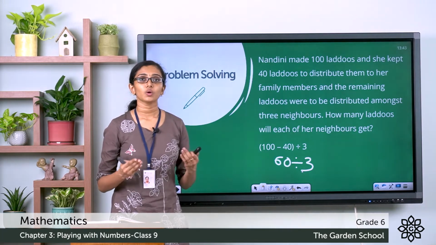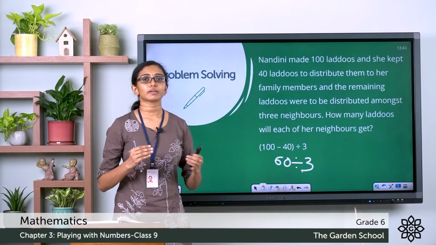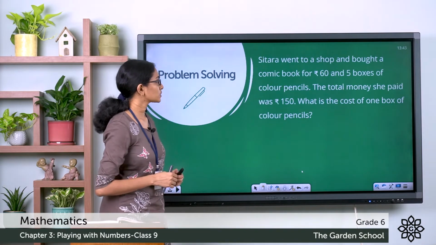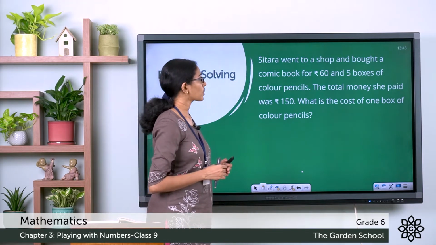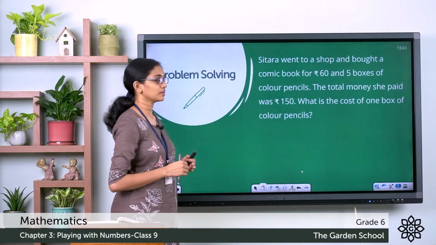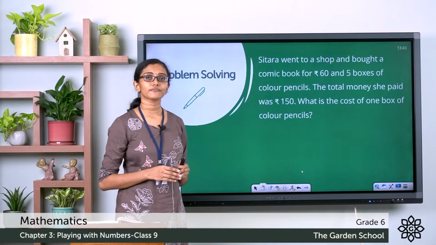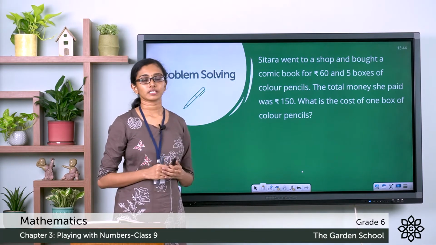So this is how we can make use of brackets to solve mathematical statements easily. Now there is another example. Sitara went to a shop and bought a comic book for rupees 60 and 5 boxes of color pencils. The total money she paid was rupees 150. What is the cost of one box of color pencils?